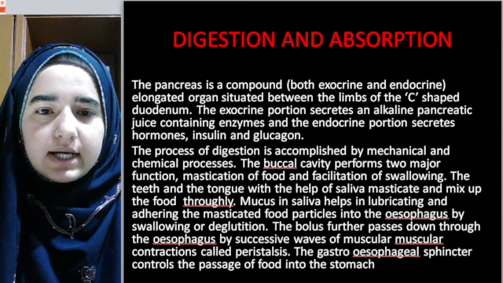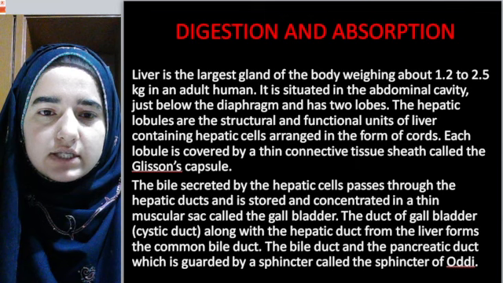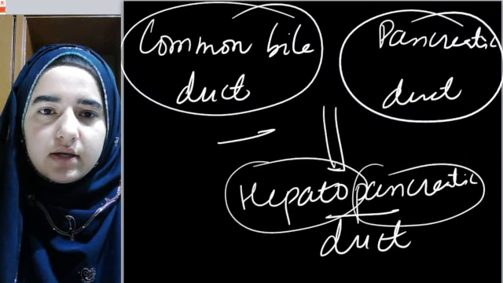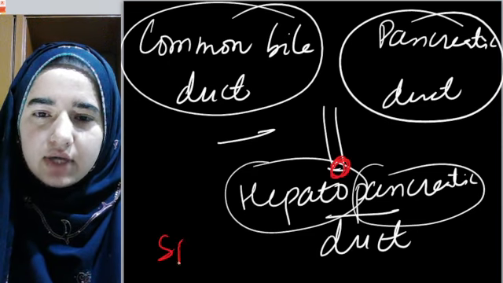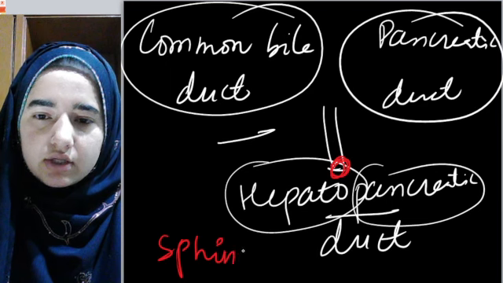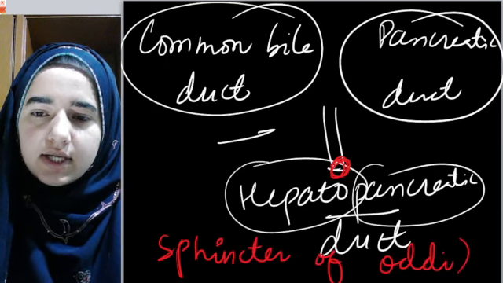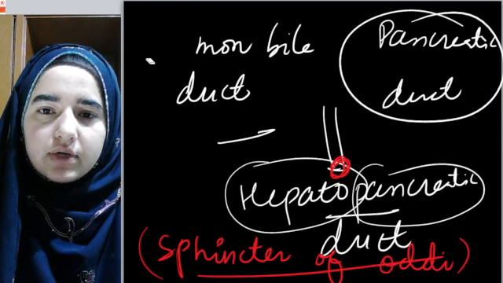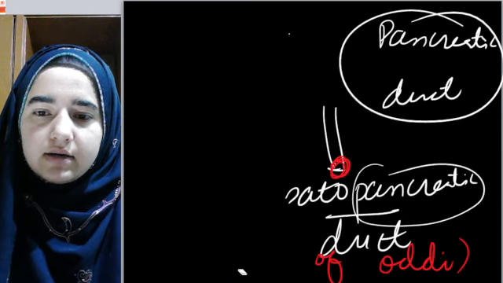They are guarded by a sphincter known as the sphincter of Oddi. You can consult your textbook in order to see diagrams. This is known as the sphincter of Oddi. Okay, I hope this concept is clear.